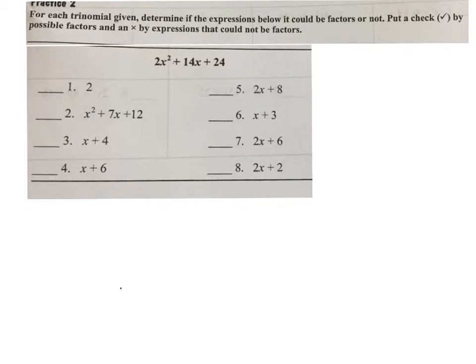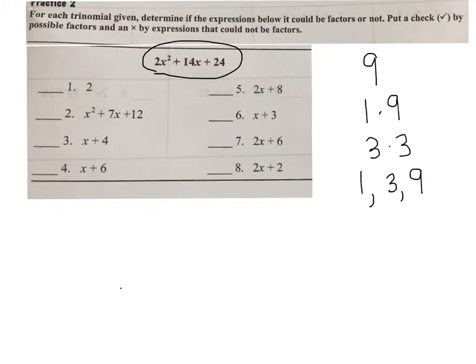Okay, now let me tell you what it means to be a factor. Let's say I've got the number 9. What are the factors of 9? 1 times 9 and 3 times 3. So if I were to list all the factors of 9, they would be 1, 3, and 9. Right? And so in order for us to tell the factors of this trinomial, we've got to factor the trinomial, don't we?